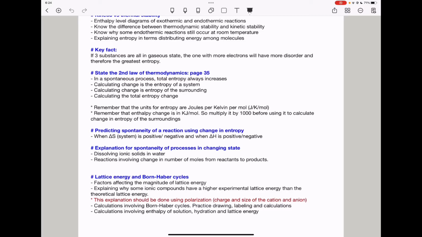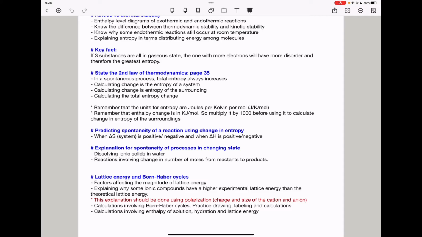They could ask you to predict spontaneity of a reaction using change in entropy. Since we know that the S total should be positive for a reaction to be spontaneous, it means when the S system is positive and the S surrounding is positive, then of course that reaction is going to be spontaneous. They could ask you for an explanation for spontaneity of processes in changing state, or they could ask you about reactions involving change in number of moles from reactants to products.